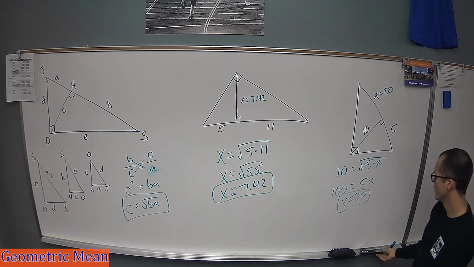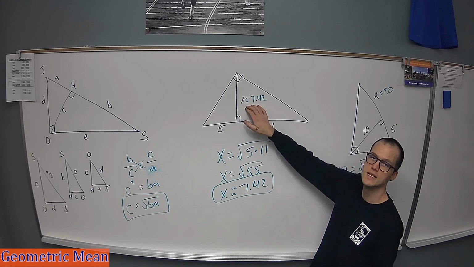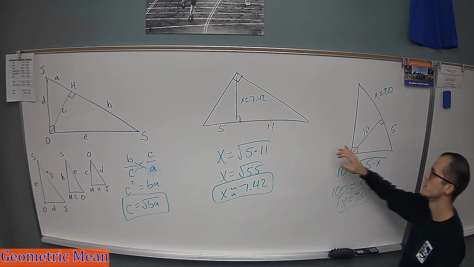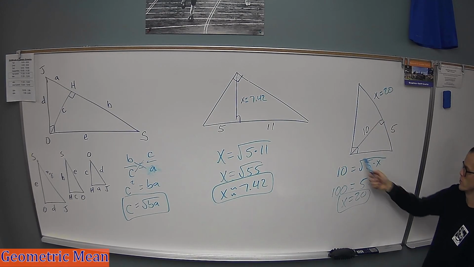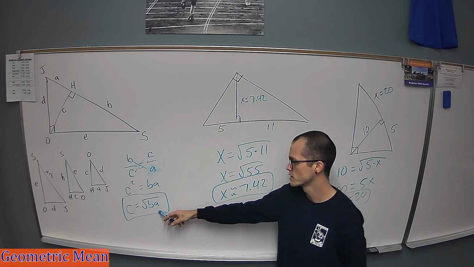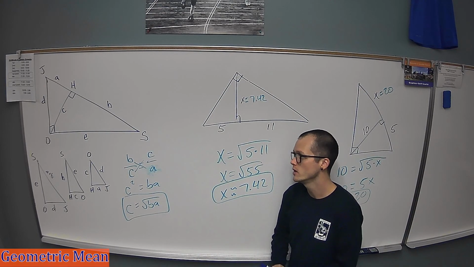So a couple of different ways to use the geometric mean. Generally, you're going to see it this way, searching for the altitude. But sometimes it's going to be a little bit trickier where you have the altitude and you're missing one of the other pieces. Just use the same formula here. C equals the square root of B times A, and plug in the pieces you actually have and seek the unknown ones.